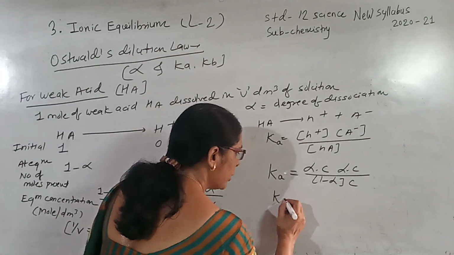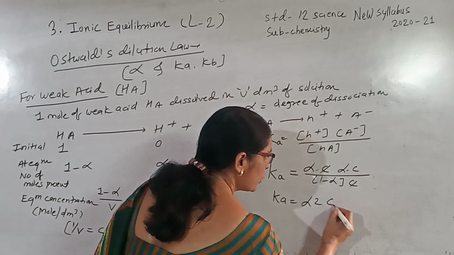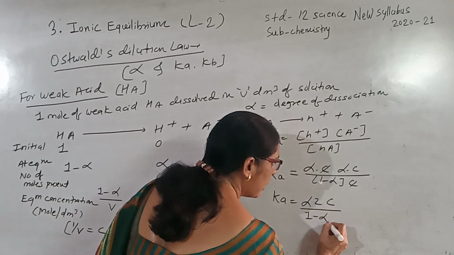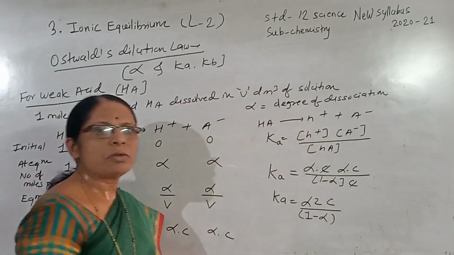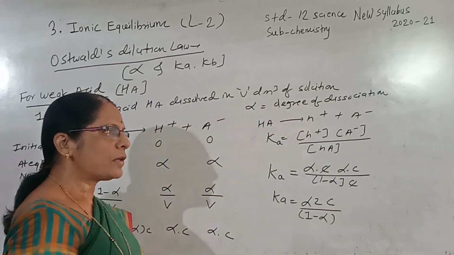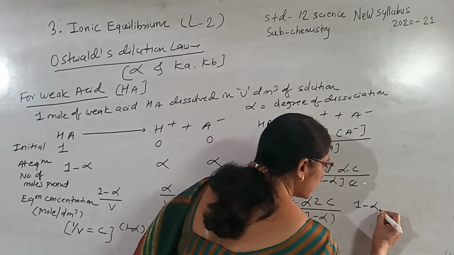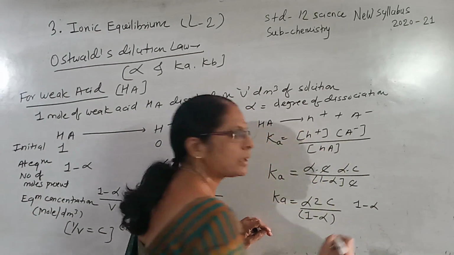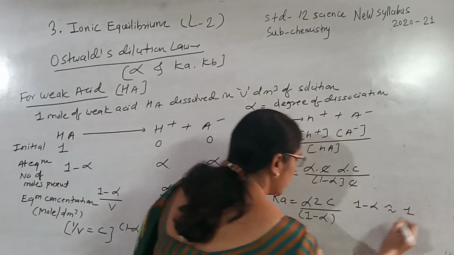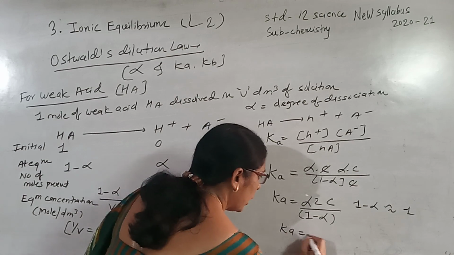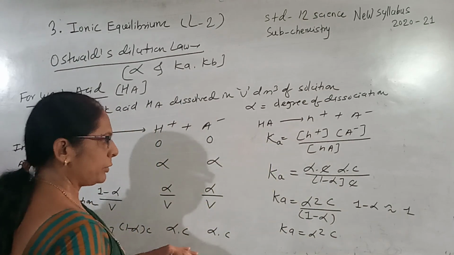Solving this, K is equal to alpha square into C divided by 1 minus alpha. Now we know that alpha is the degree of dissociation for a weak acid, and a weak acid is already dissociated very little. So the value of alpha is very small, and therefore we can count 1 minus alpha as 1. Therefore K is equal to alpha square into C.